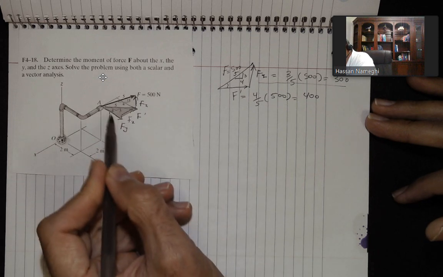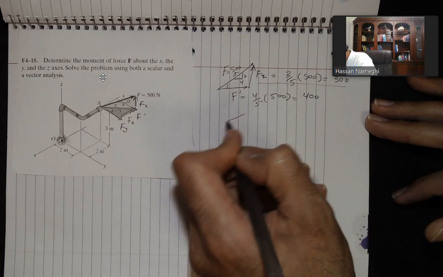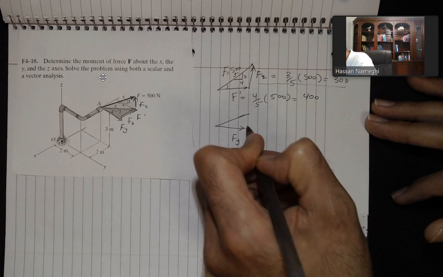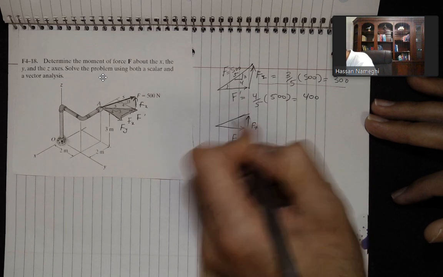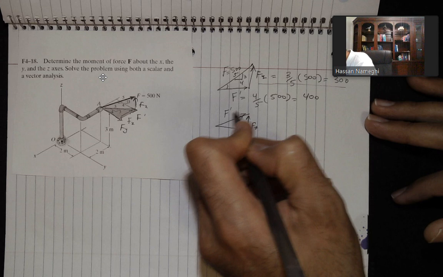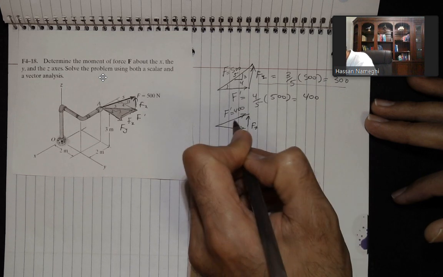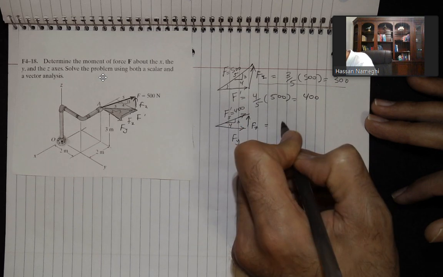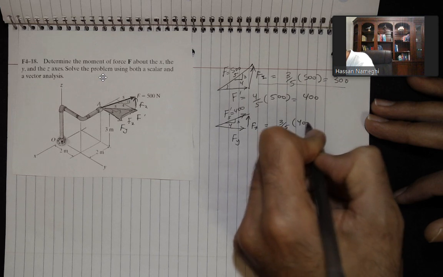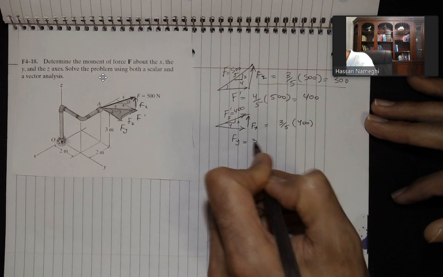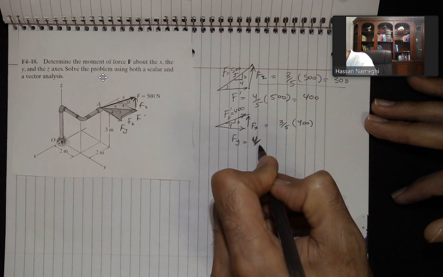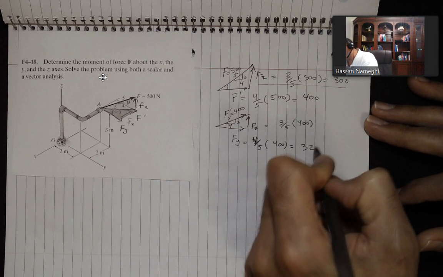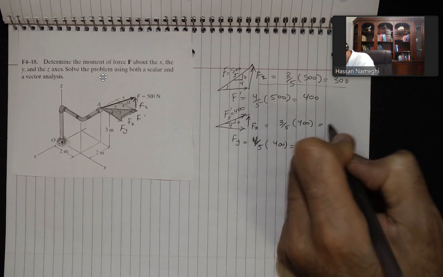So far I have the Fz component. I'm going to go to the next triangle down here. In the next triangle, I have a triangle like this. This side is F of y. This side is F of x. And then the hypotenuse is F prime. F prime, we already got it, 400. I have the same ratio, 4, 3, and 5. So F of x is equal to 3 over 5 times 400. And then F of y is 4 over 5 of 400. So this will be 320. And this one is 240.